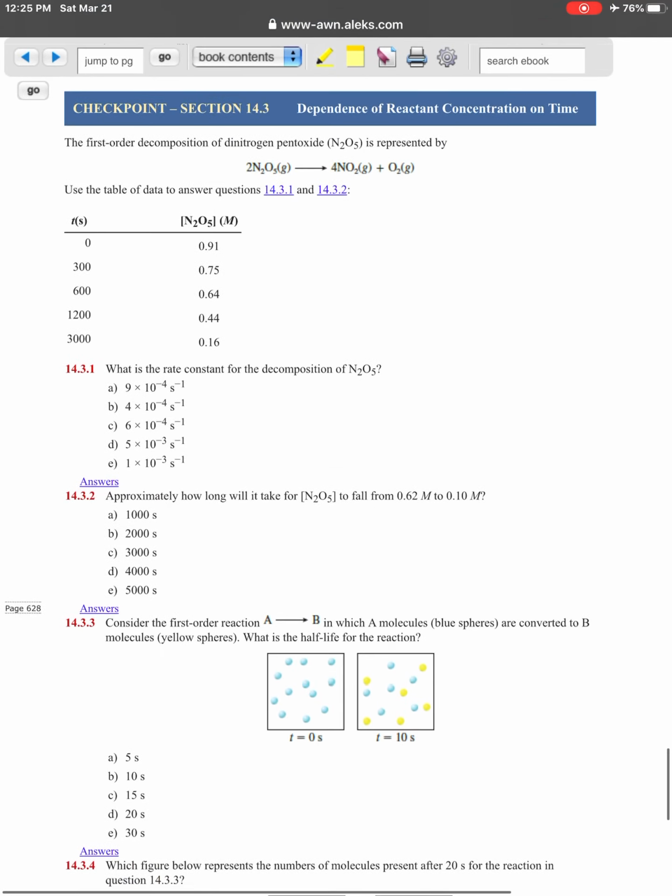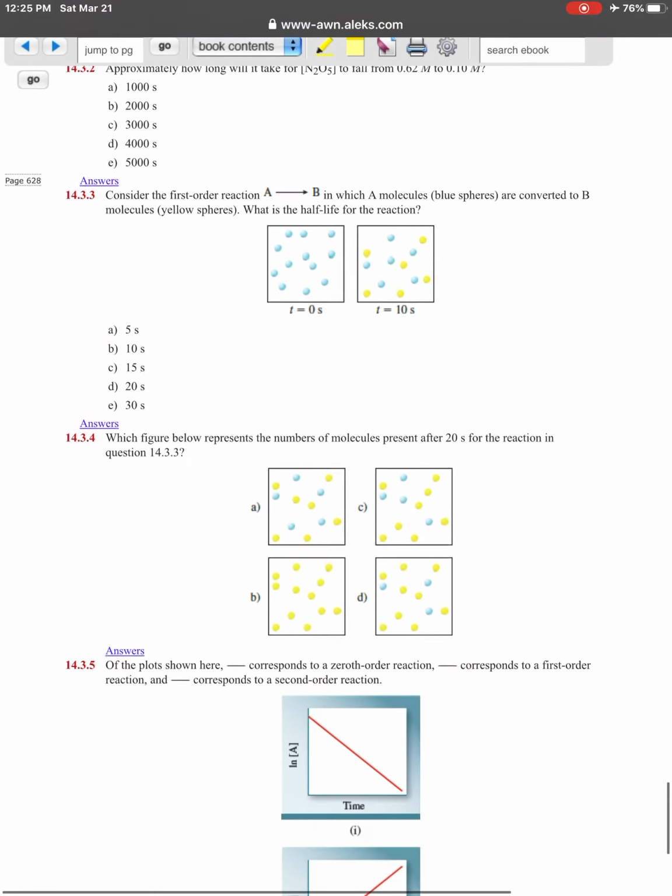Now we're up to the checkpoint for section 14.3. Of course, you want to do the checkpoint problems as well. And that ends this section.